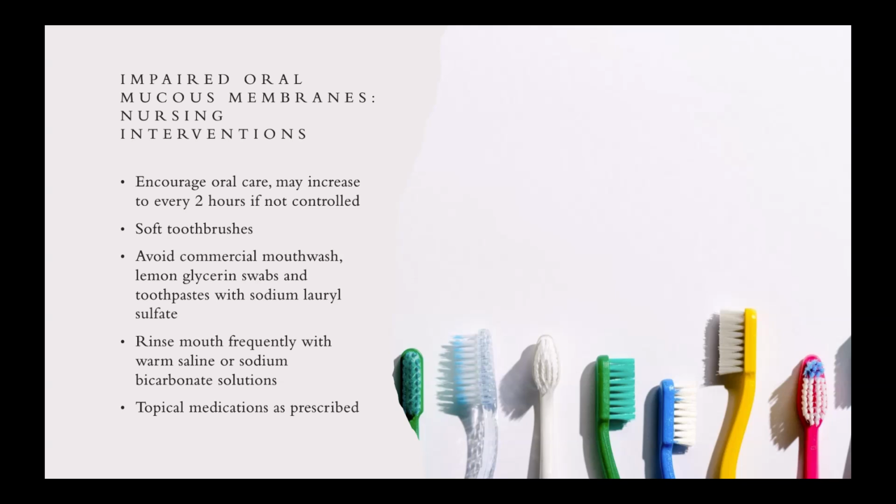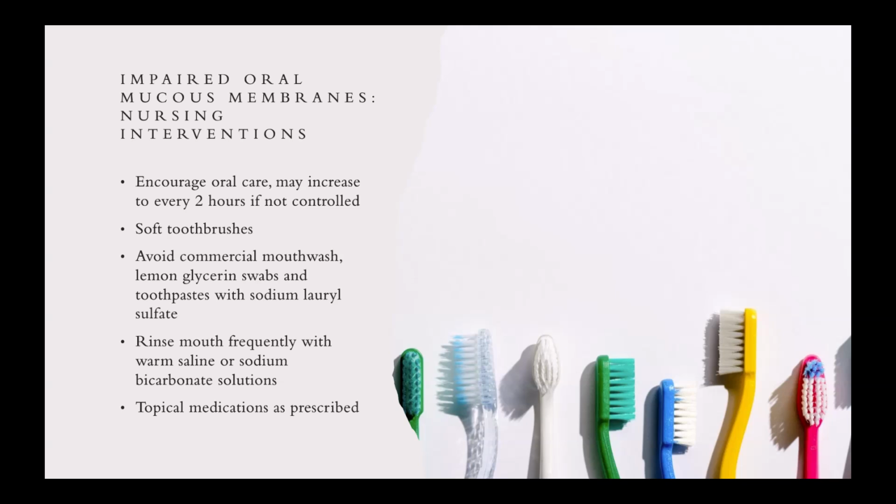So some common nursing interventions that we can put into place for these patients. We're going to encourage oral care, probably more frequent oral care, maybe even every 2 hours if we don't have good control. But we're going to do that very cautiously. We're going to use soft toothbrushes, and we're going to avoid putting any chemicals inside the mouth that could further inflame. So again, things like those commercial mouthwashes that contain alcohol will further dry and inflame the inside of the mouth.